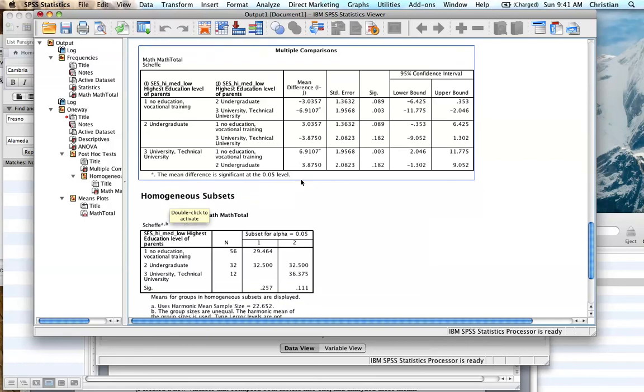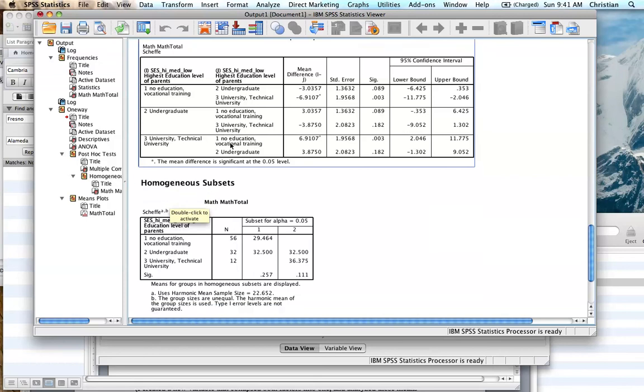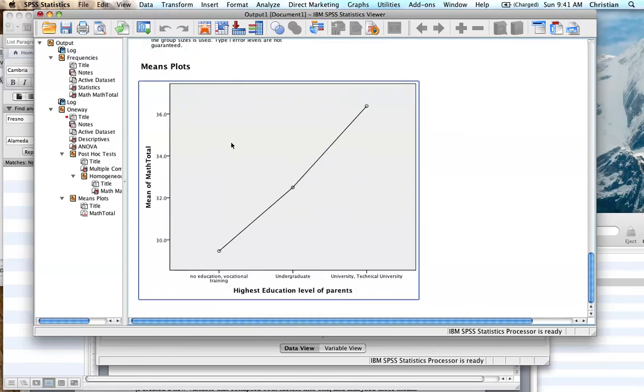So what did we learn? We know that no education is different from university, but undergraduate is not different from no education, and undergraduate is not different from university in statistics. And then what we see here with the graph, we can say these very low guys are significantly lower than these guys, but they're not lower than the middle group, and the middle group is not lower than the higher group. So that's the one-way ANOVA.